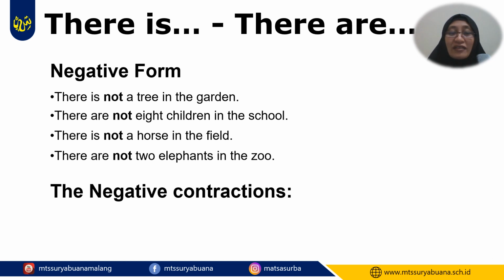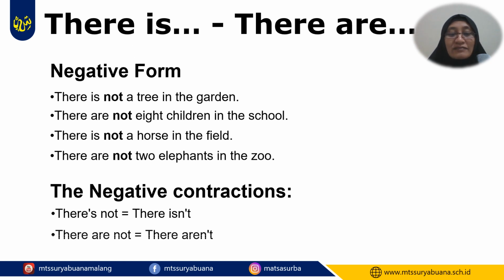Right. The negative forms here can be contracted. The contractions are made to make it short, okay? There is not becomes there's not, or there isn't. Okay, and in the negative form, we can contract there are. Okay, there are not becomes there aren't. Okay, are here can only be contracted with not, aren't, not there are.